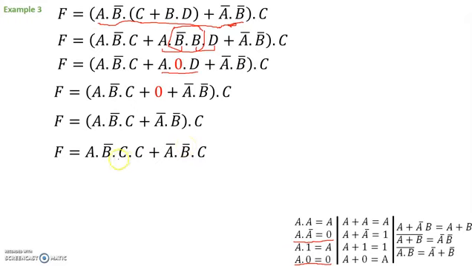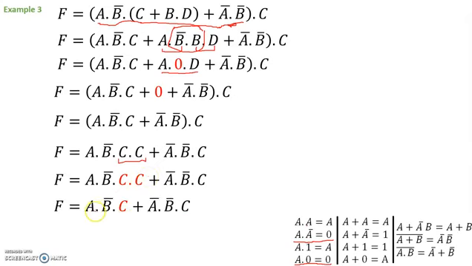So what can we do now? So let's take a look here. I have two C's. C ANDed with C is simply C. So I have A ANDed with not B, C, or not A, not B, C.